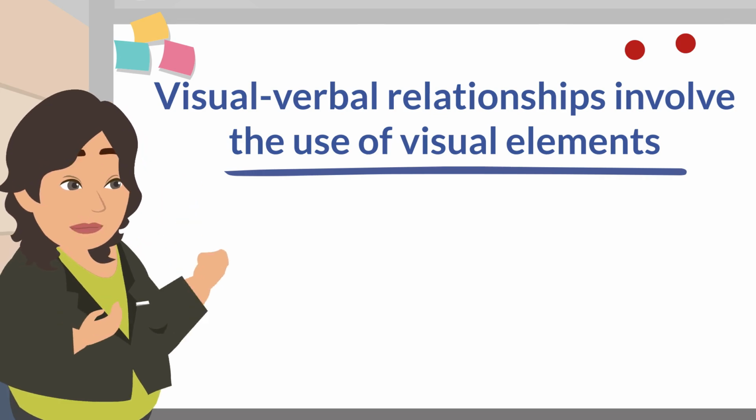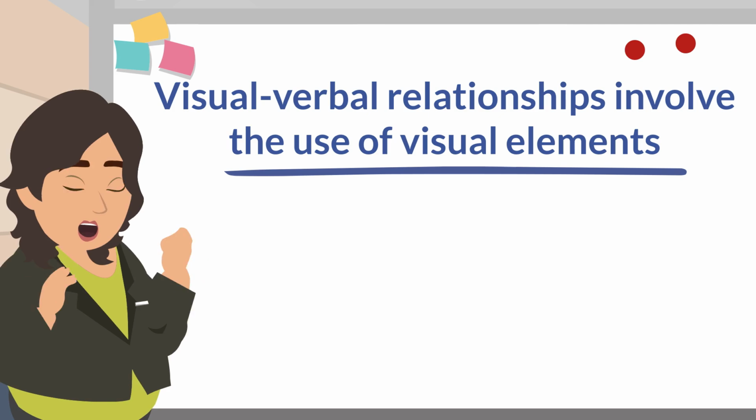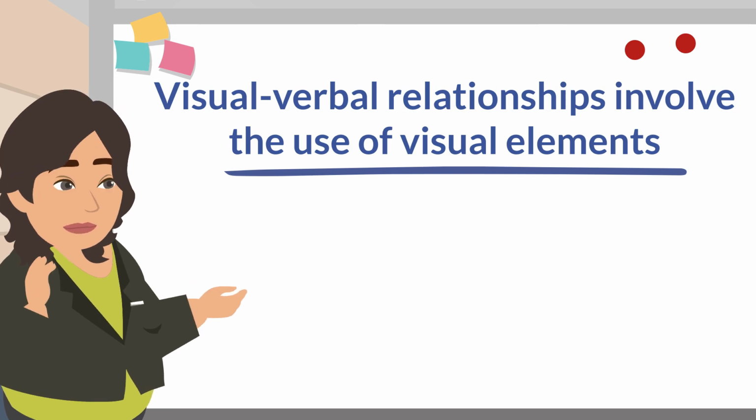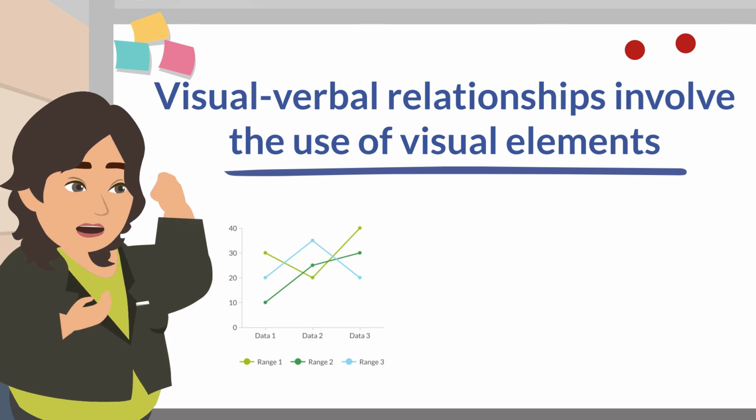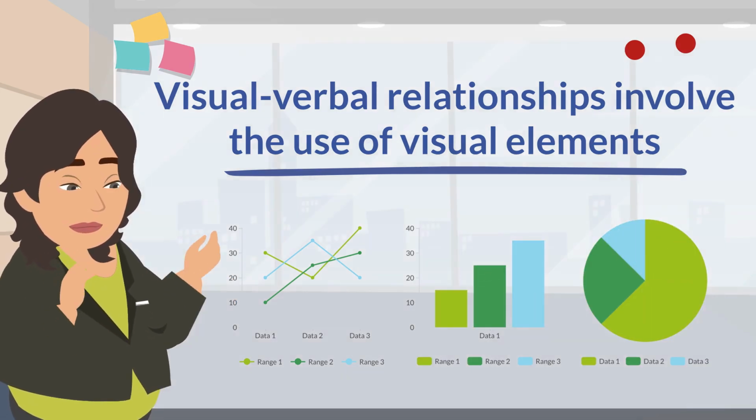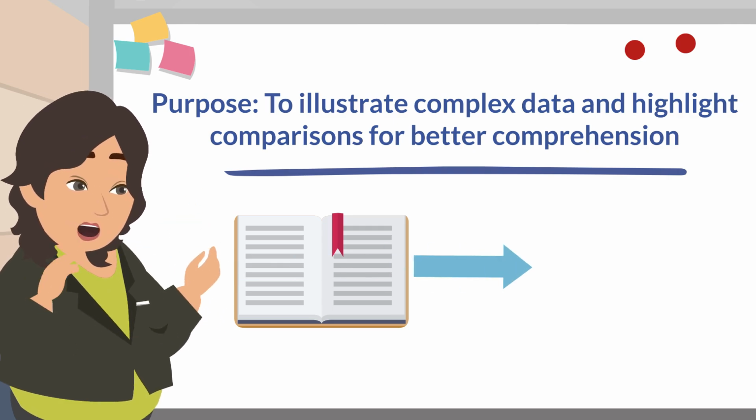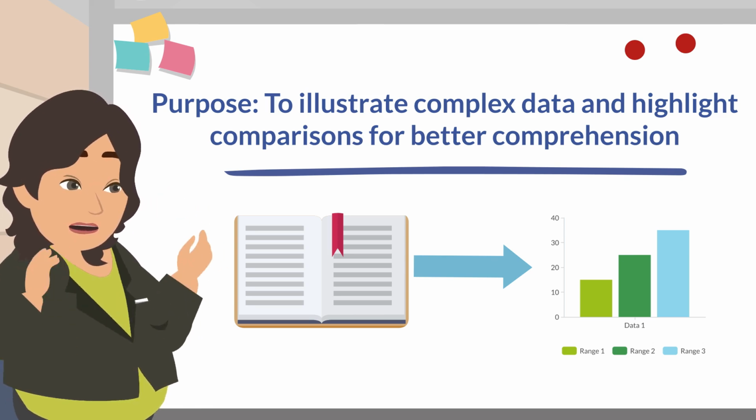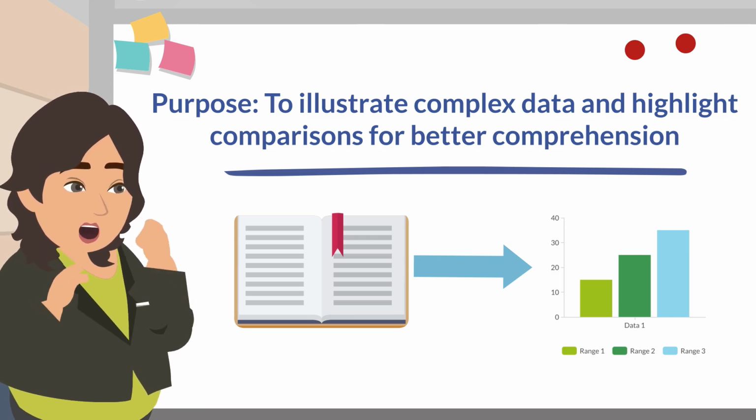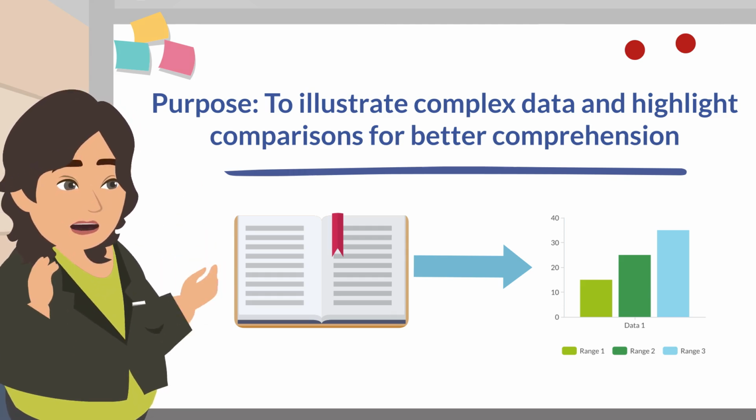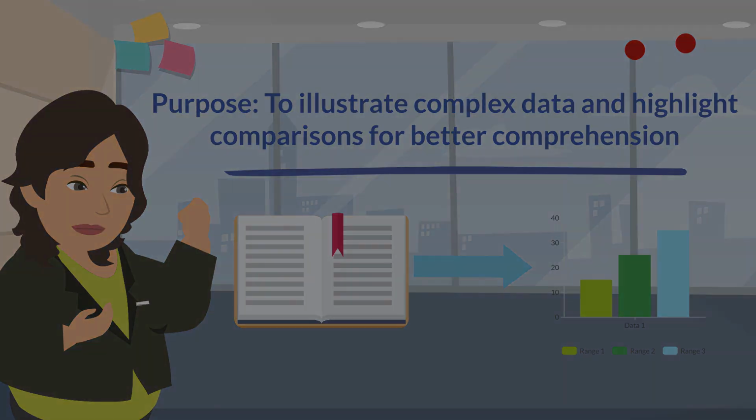After knowing the 5 kinds of expository texts, let us now know why visual-verbal relationships are essential components of expository texts. They use visual elements like tables, graphs, and information maps alongside written text to present information in a clear and concise way. These visual aids support the text by illustrating complex data, highlighting comparisons, and making it easier for readers to interpret and retain information. In other words, visual aids complement the verbal content and enhance the reader's understanding of the subject.